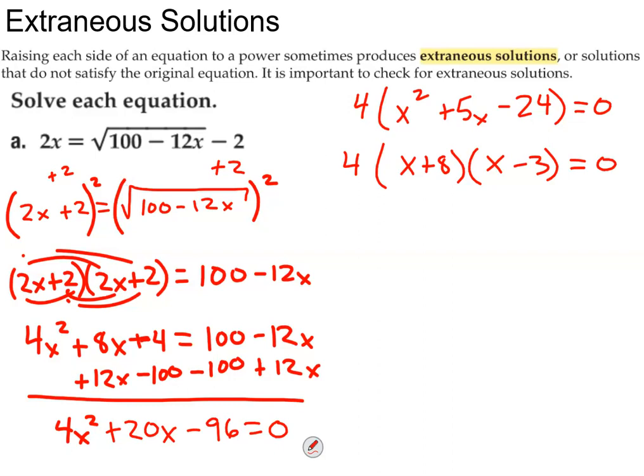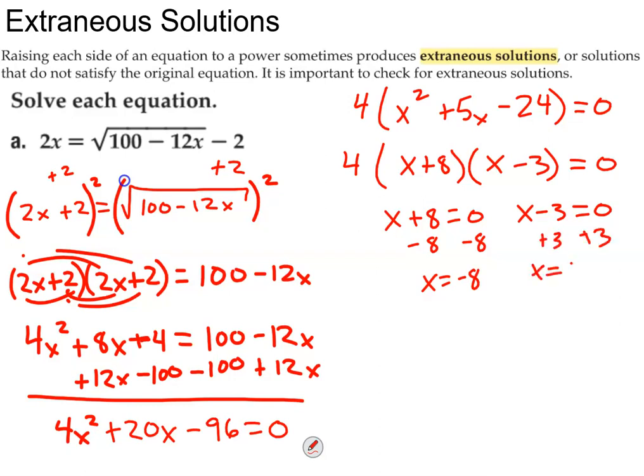If you need to use the diamond method, I get that. Then we set each one of these equal to 0 for our final step. Subtract 8 on both sides: x equals negative 8. Add 3 on both sides: x equals 3. Those are our two solutions. But like I was talking about before, we want to go through and check these two solutions. We don't want to just leave them.